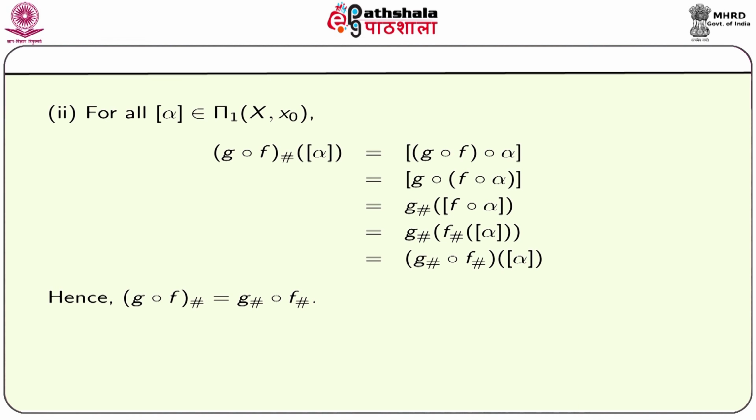How do we prove it? We take G composed F sharp operated on an element class alpha, that gives the class of G composed F composed alpha. Composition of maps is associative, so we can write G composed F composed alpha, the class of it, and that is equal to G sharp operated on the class of F composed alpha. Once again, the class of F composed alpha is F sharp operated on class alpha. So, ultimately we get G sharp composed F sharp operating on class alpha. So, we have that G composed F sharp is equal to G sharp composed F sharp.